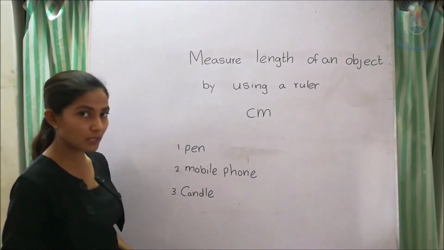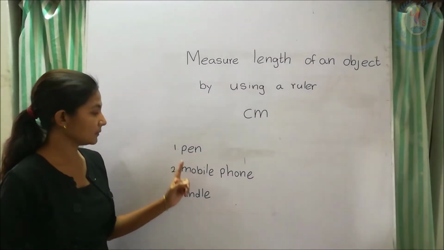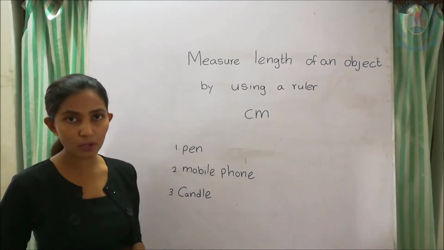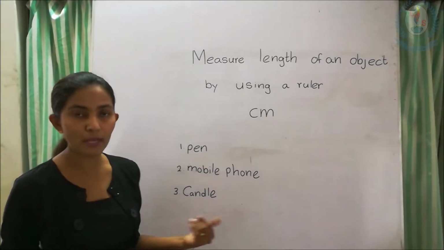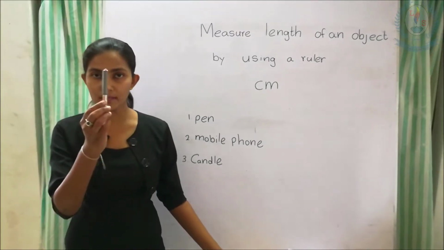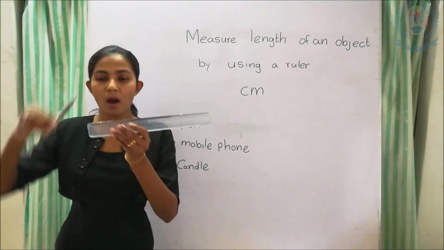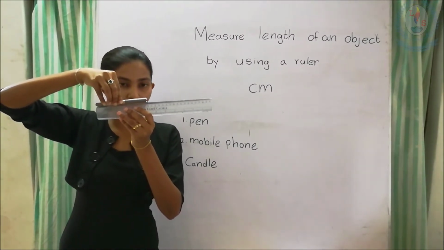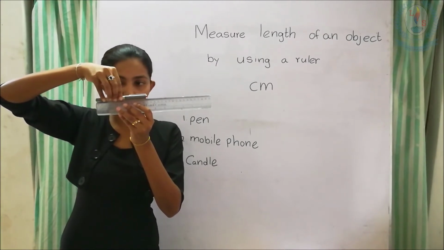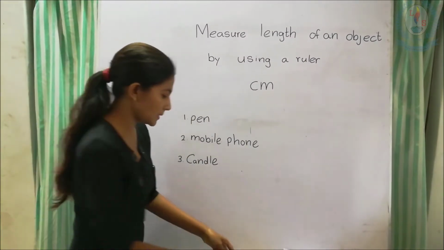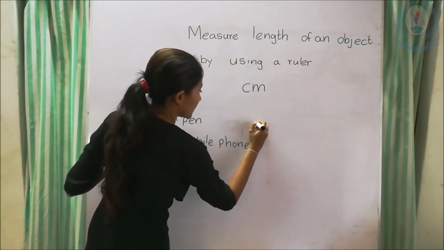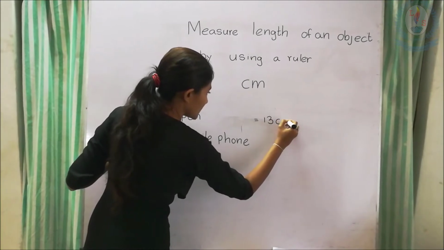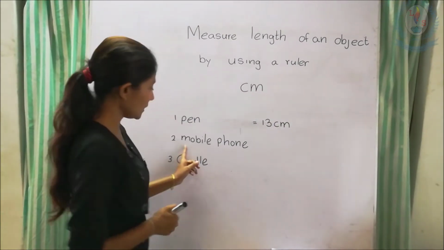Now let's measure these objects: pen, mobile phone, candle. Children, go and get those objects near you to measure. This is a pen. Let's keep one end of the pen at the 0 point and read the other end. It is 13 centimeters.